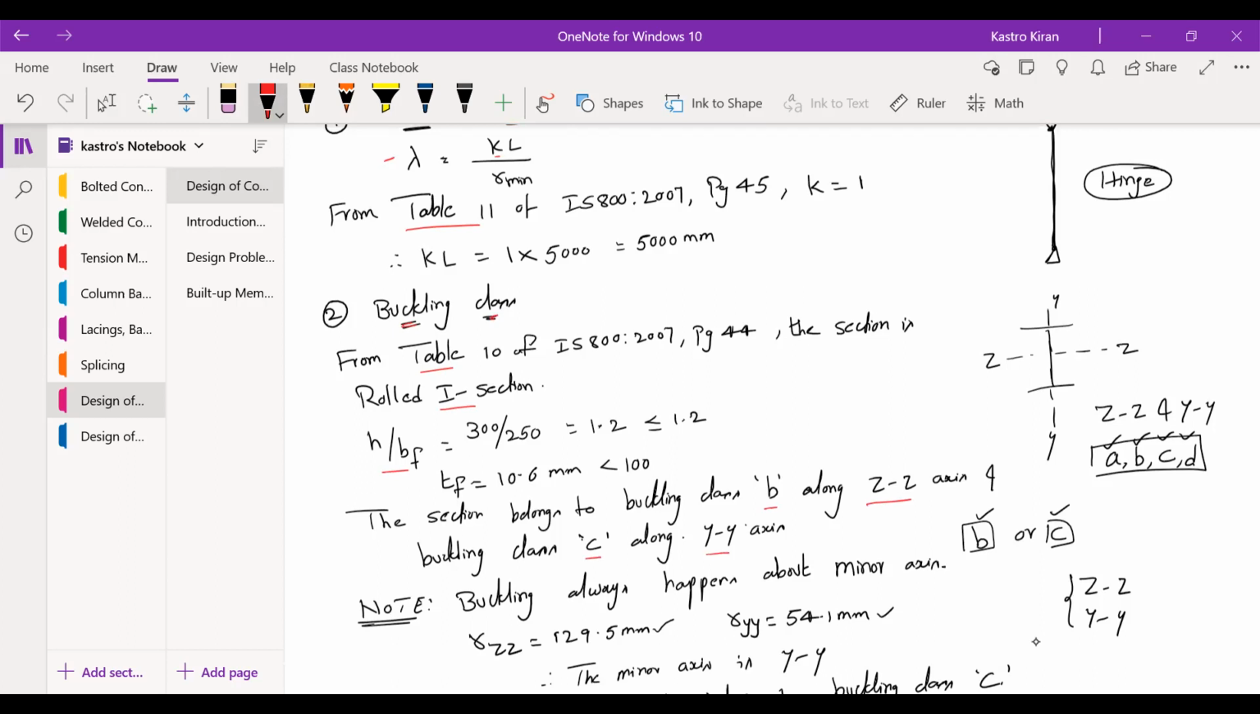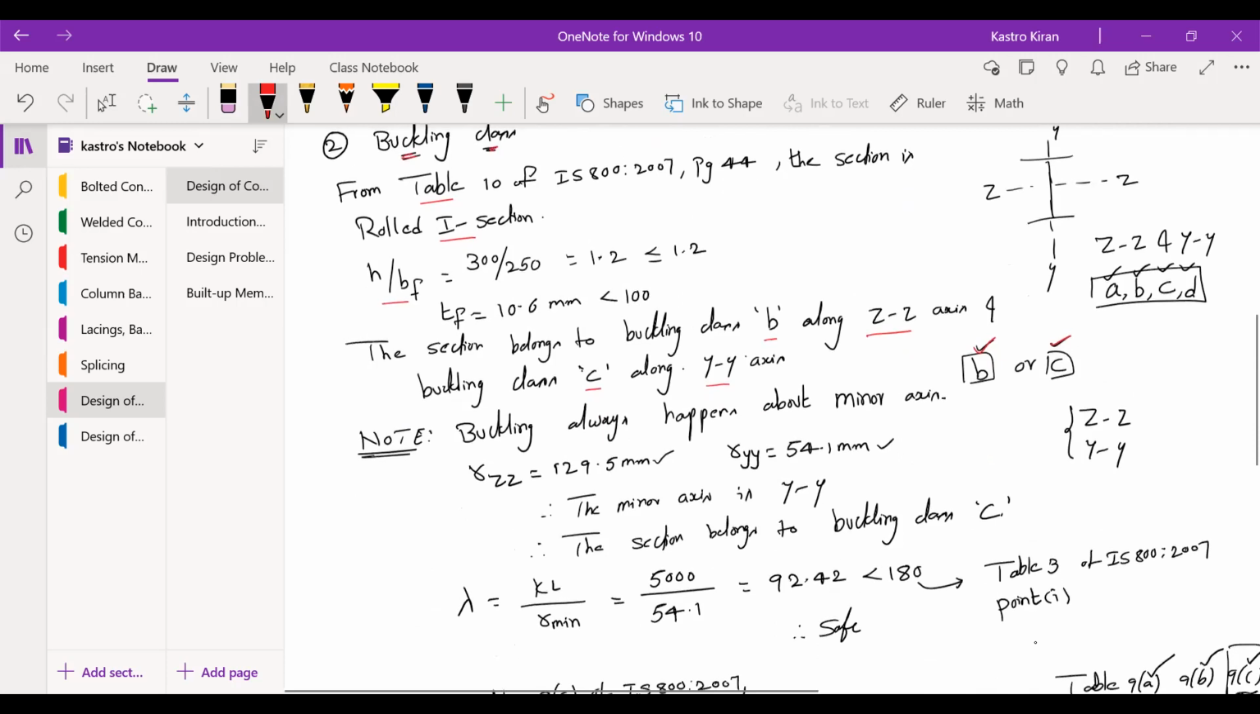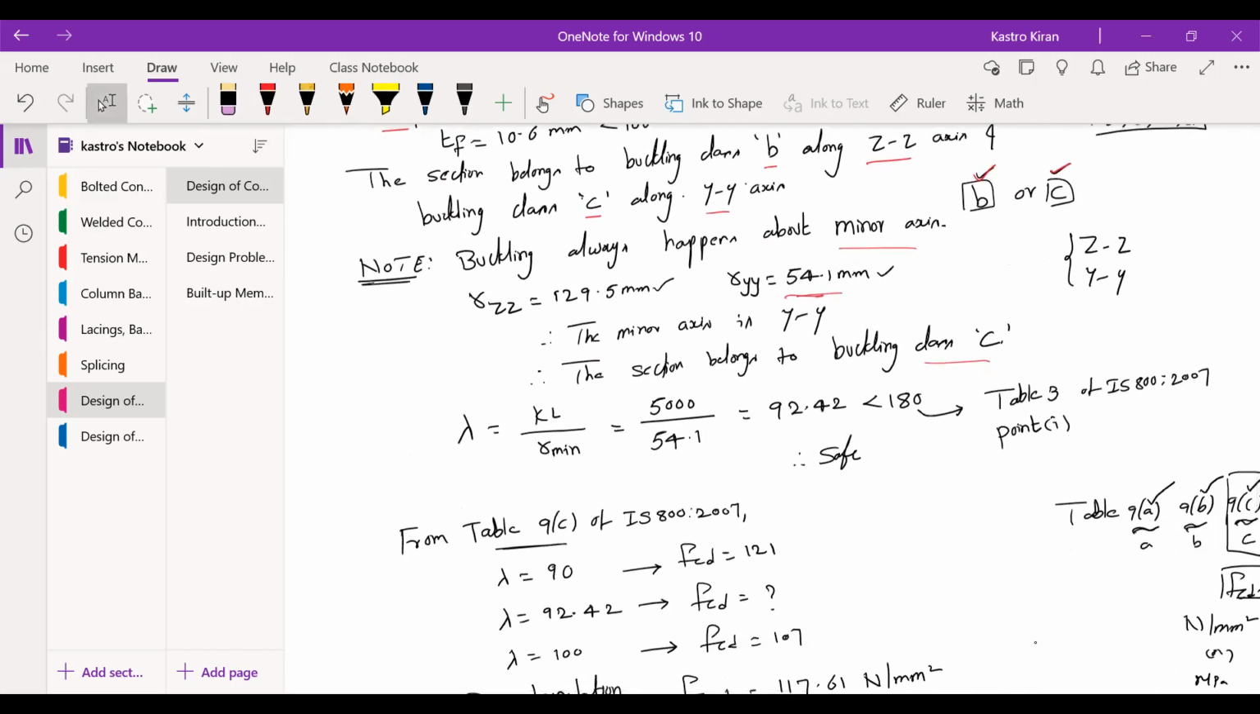Now, specifically, it can belong either to buckling class B or buckling class C. So we need to identify which one. We know that buckling always happens about the minor axis. So whichever has the least value of R, you are going to take. Therefore, the minor axis is the YY axis because RYY has the least value. So it belongs to buckling class C. From there, you can find out the value of lambda, and it should satisfy the conditions specified in table 3 of IS 800.